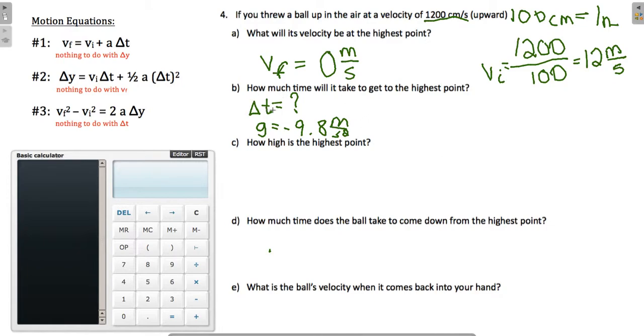Okay, so knowing time is what we have to find. We're given velocity final, velocity initial, and the gravity. We can solve for delta t. We have to pick the right motion equation to do that. So far in this problem, we've not written down anything about height. Since our problem has nothing to do with height yet, we choose to use equation number 1. So equation number 1 is velocity final is equal to velocity initial plus acceleration times time.